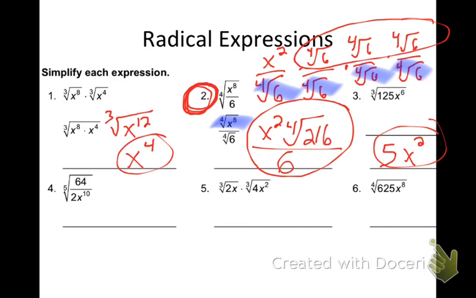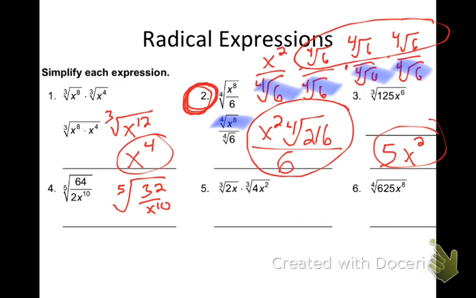Number 4. Recognize I have 2 numbers. Can I simplify 64 and 2? What's 64 divided by 2 going to give me? 32. So this really becomes the 5th root of 32 over x to the 10th. Does everybody see where I got 32? I just did 64 divided by 2, simplified it down.